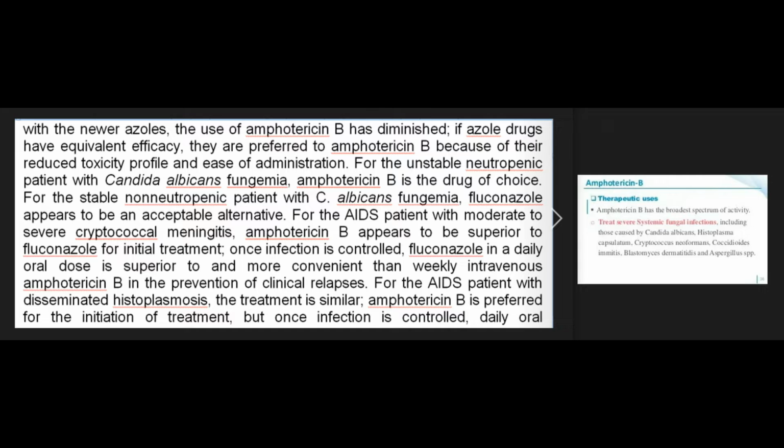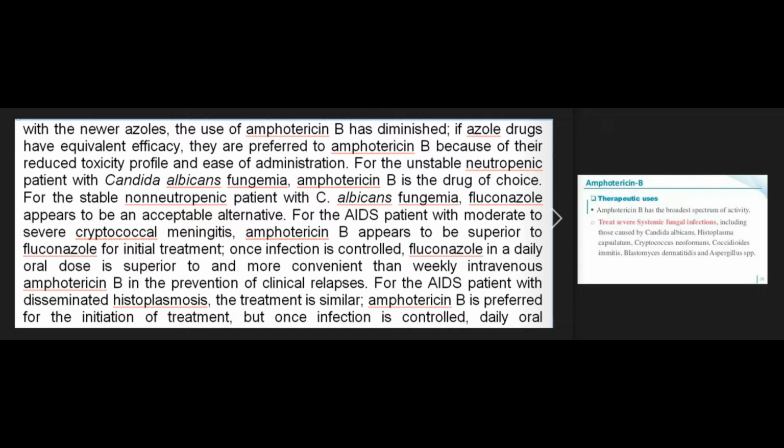For the unstable neutropenic patient with Candida albicans fungemia, amphotericin B is the drug of choice. For the stable non-neutropenic patient with C. albicans fungemia, fluconazole appears to be an acceptable alternative. For the AIDS patient with moderate to severe cryptococcal meningitis, amphotericin B appears to be superior to fluconazole for initial treatment. Once infection is controlled, fluconazole in a daily oral dose is superior to and more convenient than weekly intravenous amphotericin B in the prevention of clinical relapses.